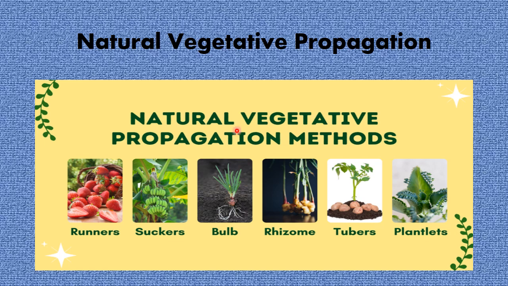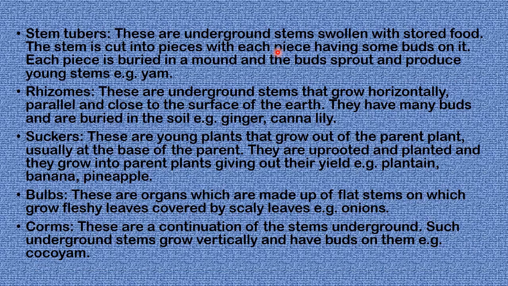Now, these are the examples of natural vegetative propagation methods. We have the runners, the suckers, the bulb, the rhizome, the tubers, and the plantlets. Now, examples of plants that are propagated using these: for runners, we have strawberries. Suckers, we have the banana or plantain. Bulb, we have the onions. Rhizome, we have the ginger. Tubers, we have the potato. And the plantlets, we have the bryophyllum.